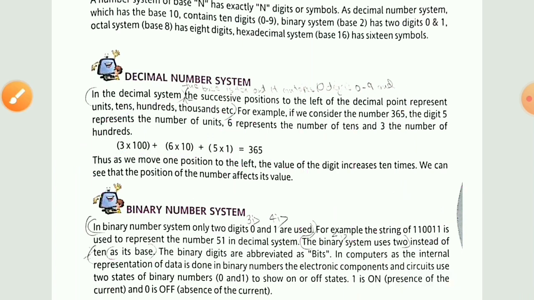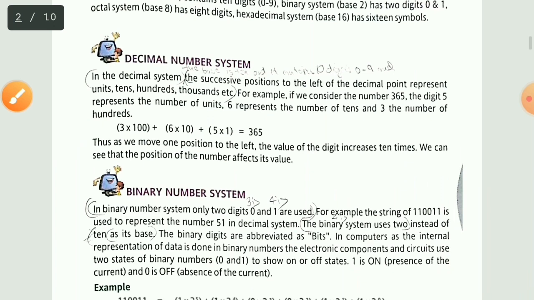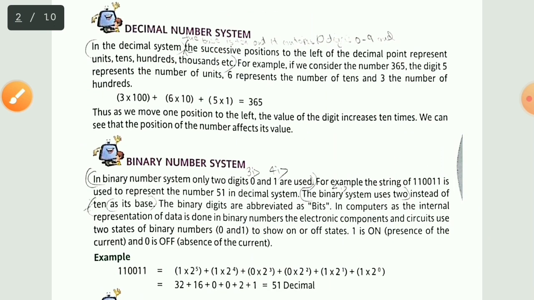Okay, thus as we move one position to the left, the value of the digit increases 10 times. We can see that the position of the number affects its value. So hence you can say that the position of the digit is going to affect the value. That is the second point that we learned in the introduction portion, if you remember. Okay, now this is all about the decimal number system.